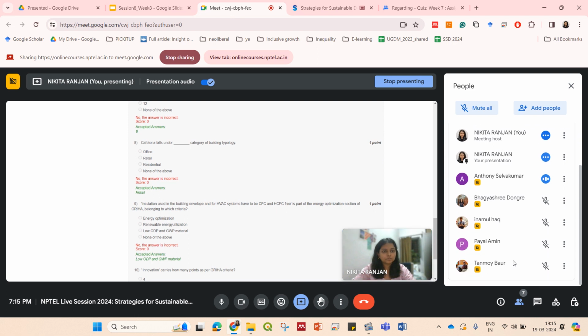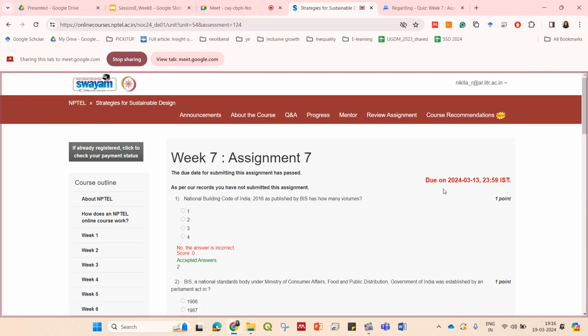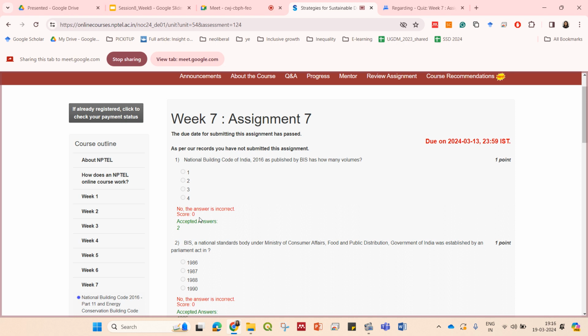The assignments that we are submitting, how do we know what grades we are getting on that? Like you see here, if you can see my page, it was due at this time and I did not submit. So my score is 0. It says here, can you see? My score in this question is 0. If I had submitted the answer, I would get a score here.